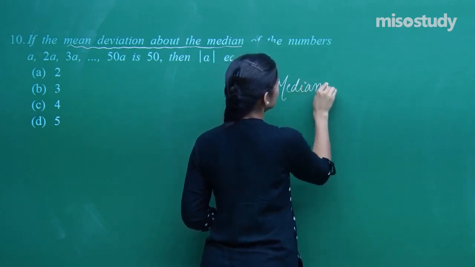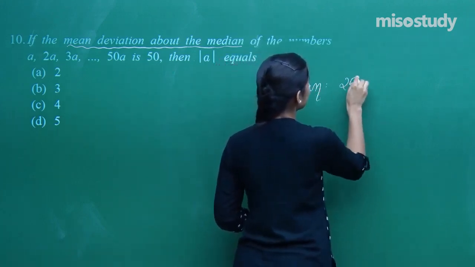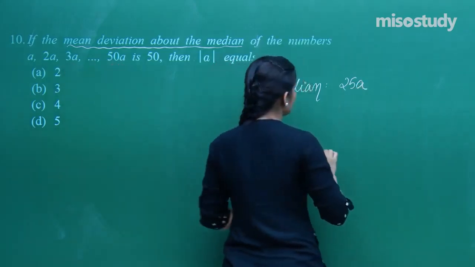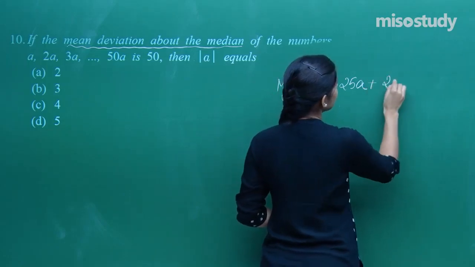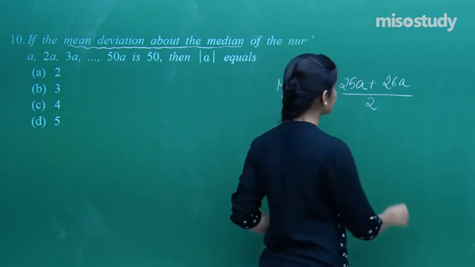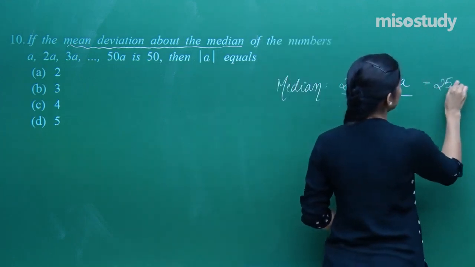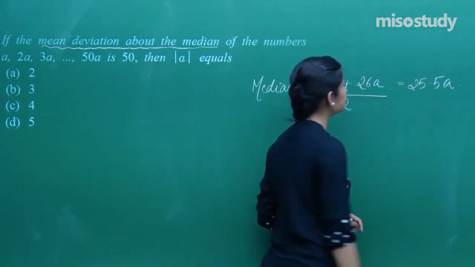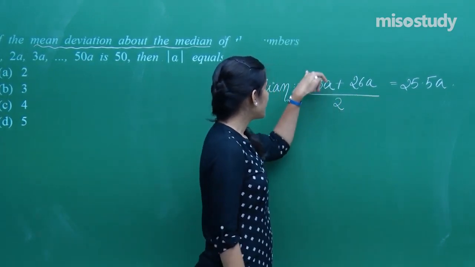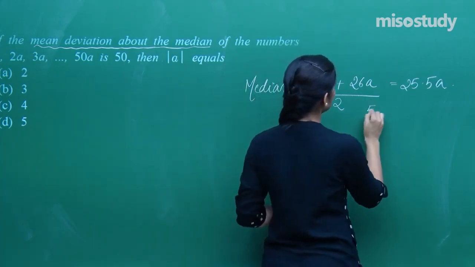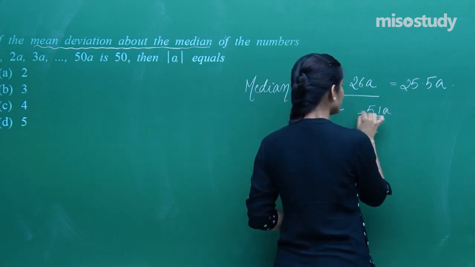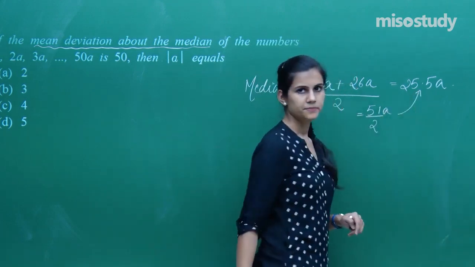Median is what? The 25th term will be 25a, you can see from the data. 50th term is 50a, third term is 3a, 25th term is 25a, 26th term is 26a. Calculate their average mean. This is going to give you 25.5a. Okay? This is what you're going to get. Why? Because 25 plus 26 is 51, you get 51 by 2. And 51a by 2 is actually giving you this.